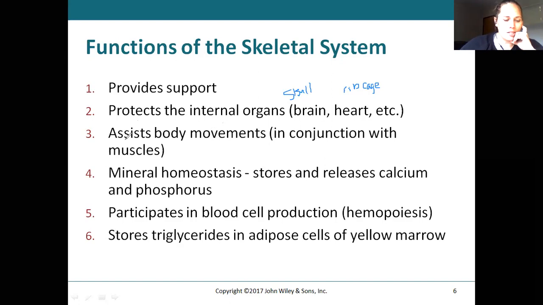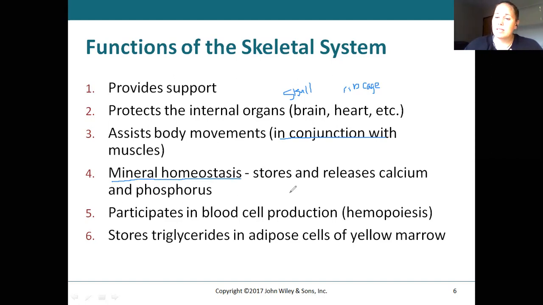It also assists in body movements, which we talked about in point 1 in conjunction with muscles. So again, it's that attachment point to the bone that allows the muscle to provide force, and that helps translate into motion. Another thing that's important is that the skeletal system plays an important role in mineral homeostasis.